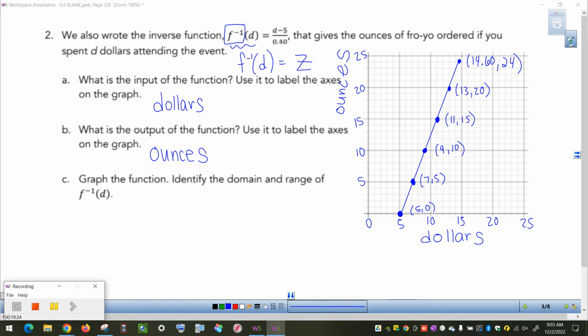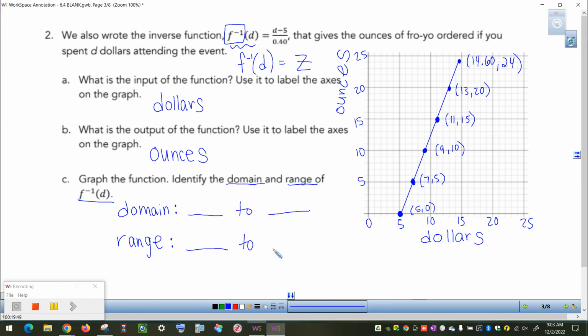All right, and then the other piece that it was asking us to do here in part C, once we've made the graph, is to now identify the domain and range of F inverse. Looking at this new graph, let's fill in the spaces for the new domain and the new range. So I want you to go ahead and try that part on your own.